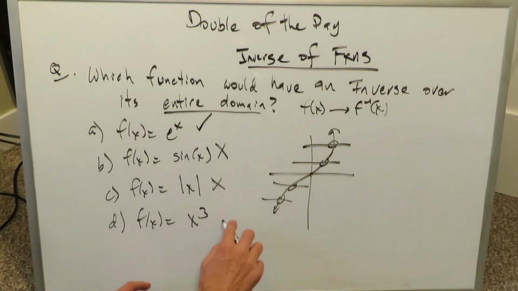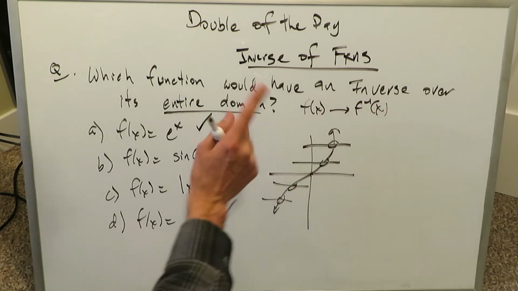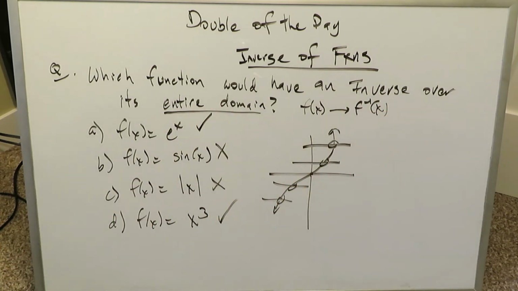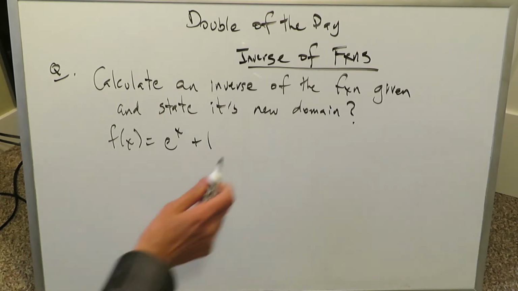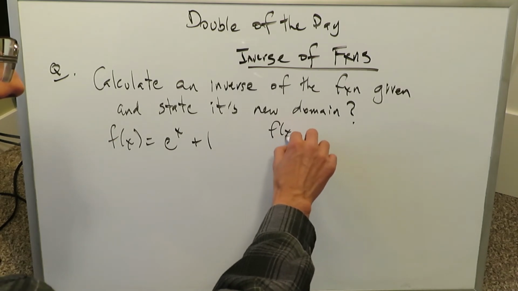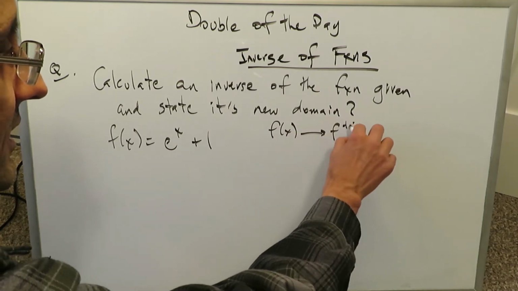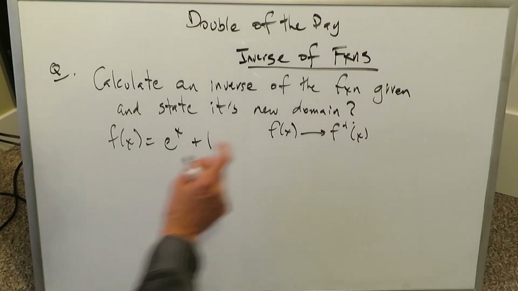So this function succeeds the horizontal line test, and it will always have an inverse function over its entire domain. Alright, let's look at this second question right here, and we'll try to make this interesting. We have to find the inverse of the function that's given, and then we have to state the new domain of that inverse. Essentially what we're doing is taking a function and converting it into its inverse. And then for this inverse, we have to find the domain.